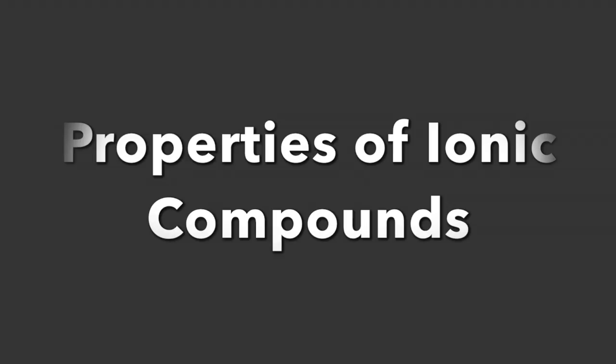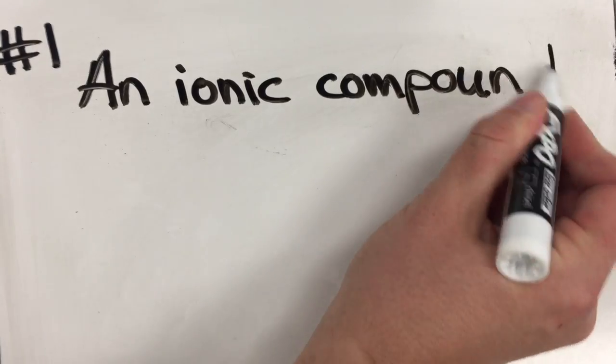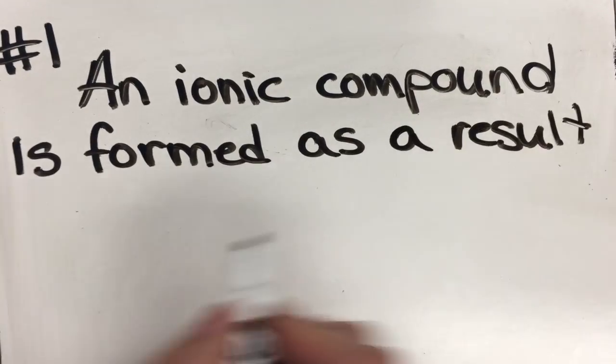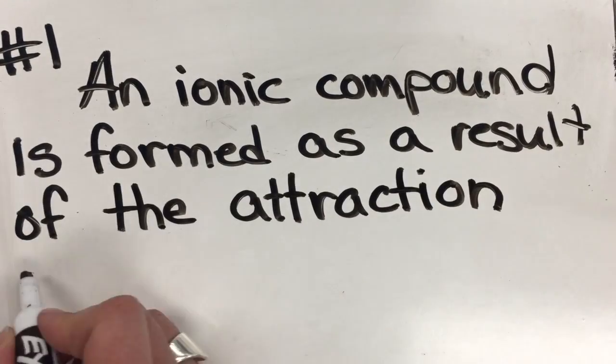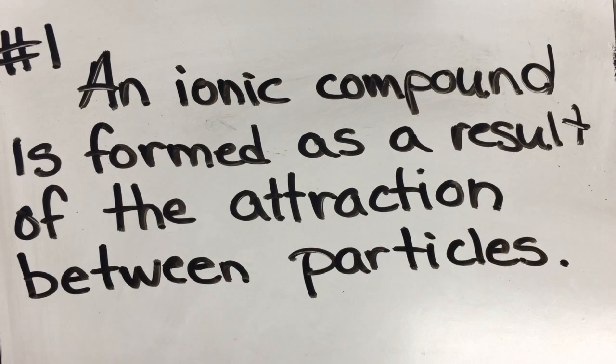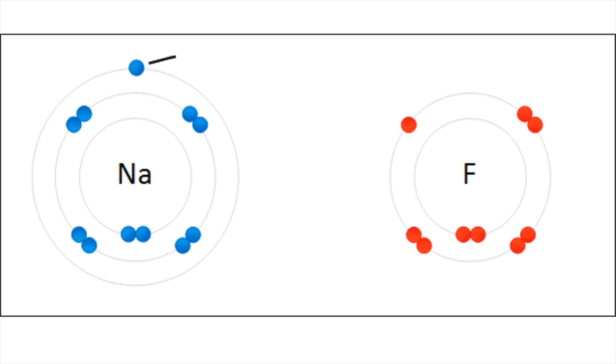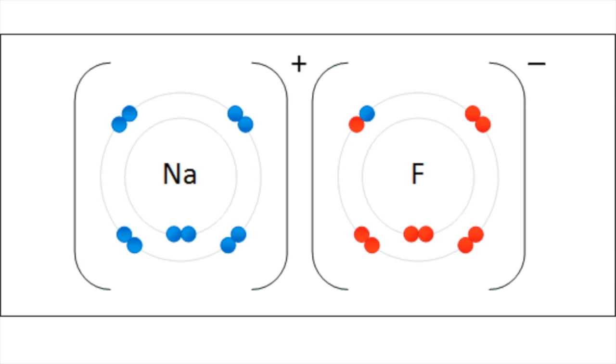Properties of ionic compounds. An ionic compound is formed as a result of an attraction between particles. Let's look at an example of this. Ionic bonding is the complete transfer of electrons between atoms. It is a type of chemical bond that generates two oppositely charged ions.